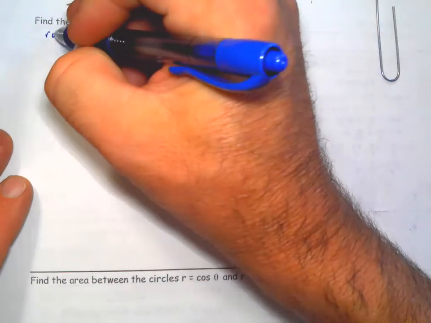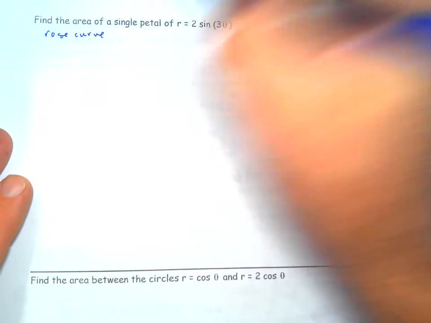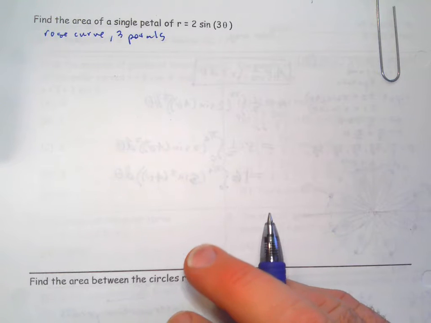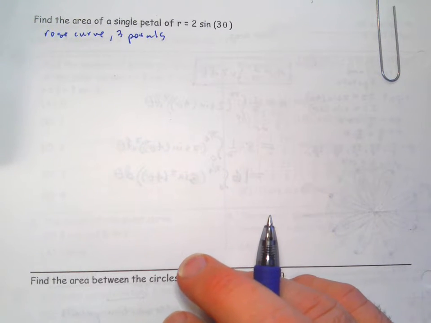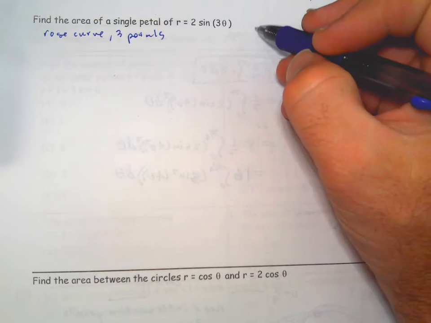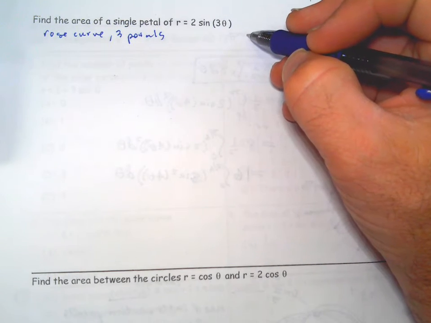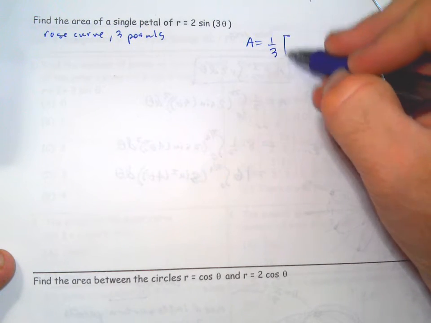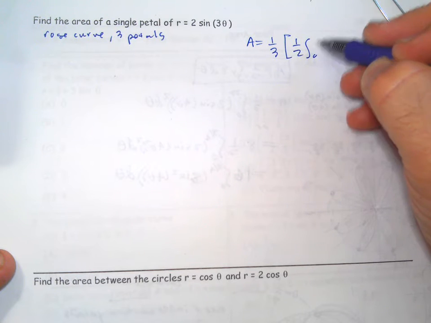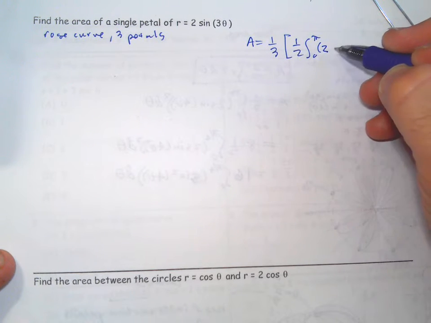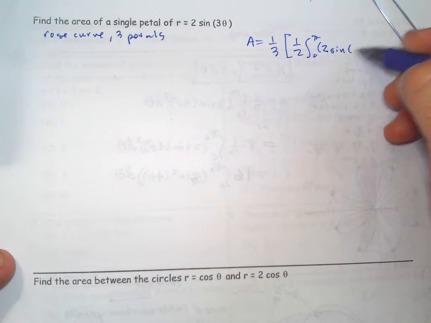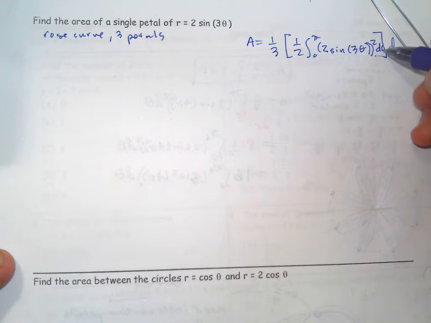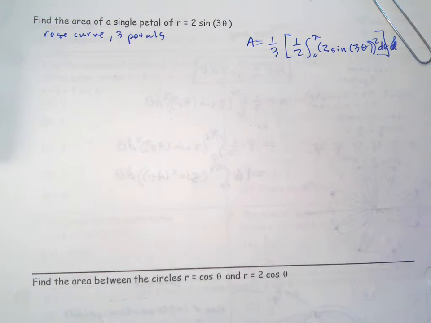It's a rose curve, and it has 3 petals. It has a radius of 2. The easy way is to not sketch it and say, well, a single petal would be 1/3 of all of the area in all the petals. And to find the area in all the petals, you'd go 0 to pi, not 2 pi, because it has an odd number of petals. And so this would be the setup. This would do it. And so I think that would be the easier way to do it and not sketch it.